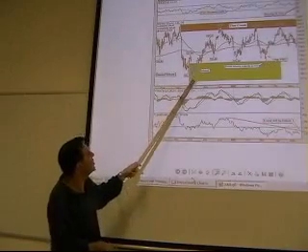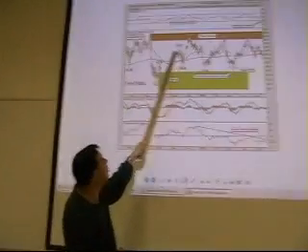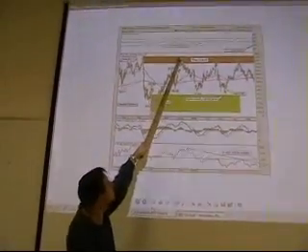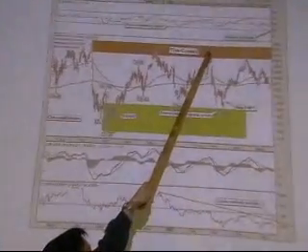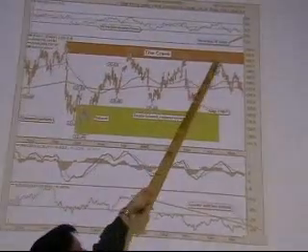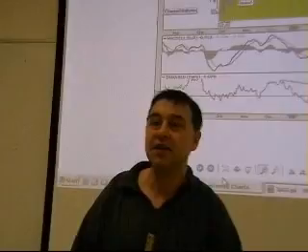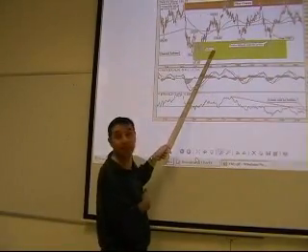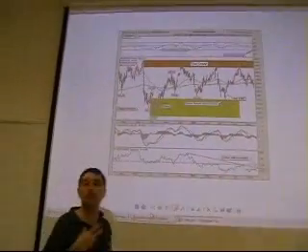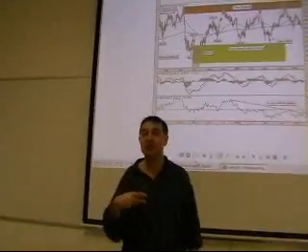So, testing it here and it failed, meaning it didn't go. So, it tested here the resistance and it didn't go through. It tested a second time the resistance here and it didn't go. Then it tested a third time. So, the more tests that the respective resistance or support survives, the stronger is that support or resistance level.